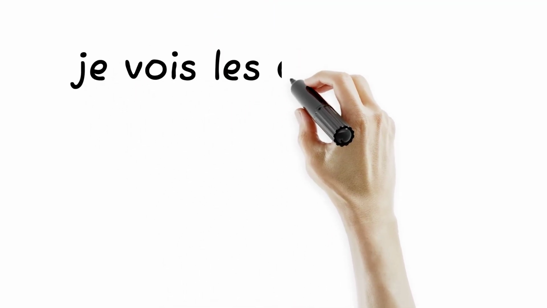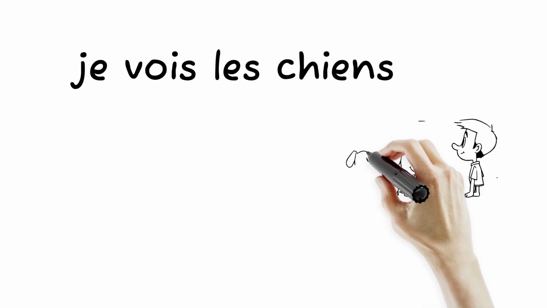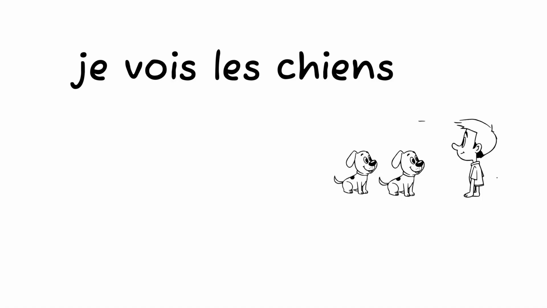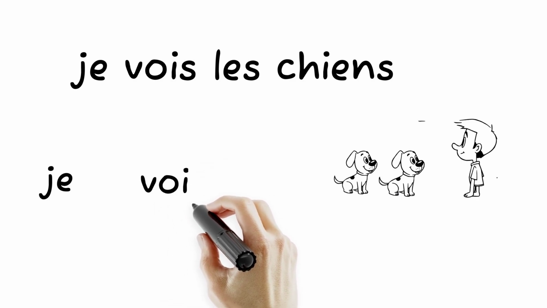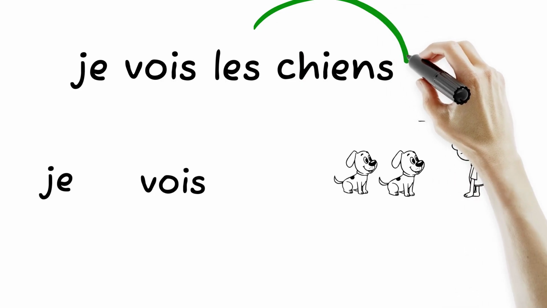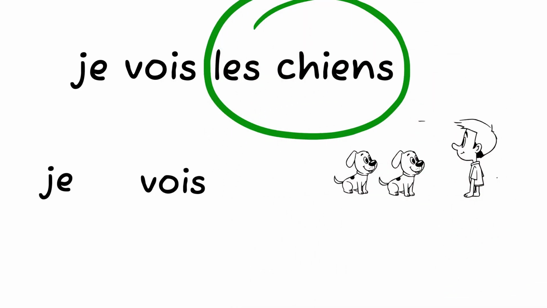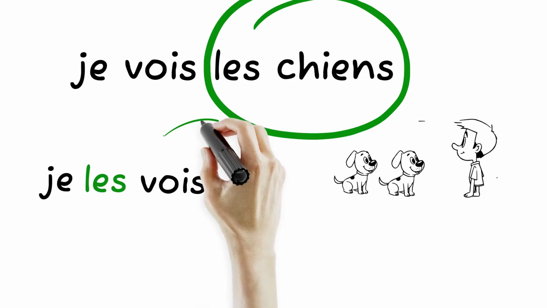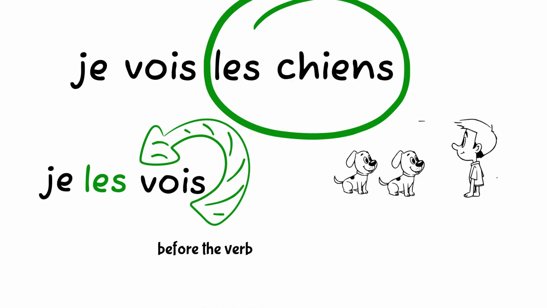Okay, and if we want to say je vois les chiens, I see the dogs, and we want to replace the dogs with them, that would become our direct object pronoun. Again, we start with je vois, I see, and les chiens is what we want to replace this time. So our direct object pronoun for them is les, and again it goes before the verb, so our sentence becomes je les vois. I see them.